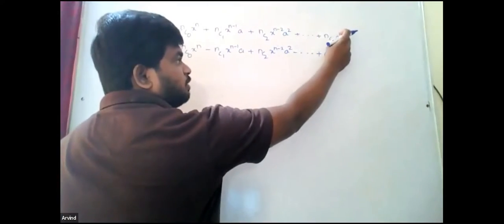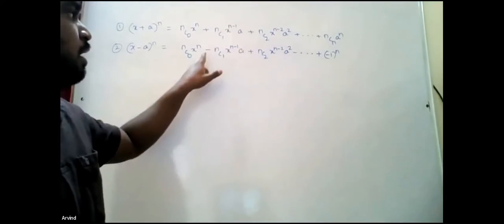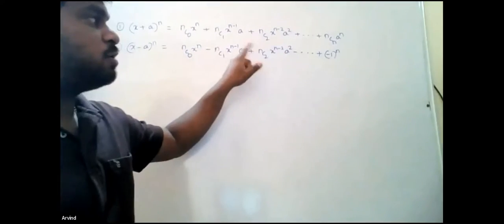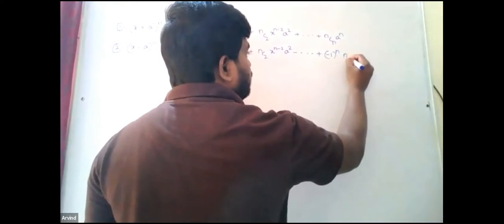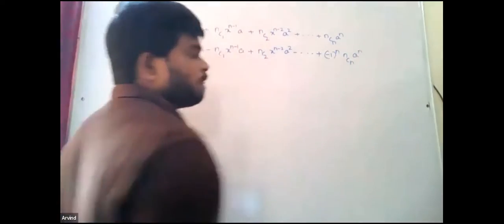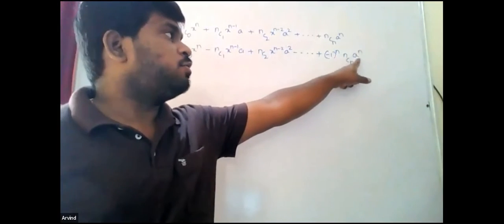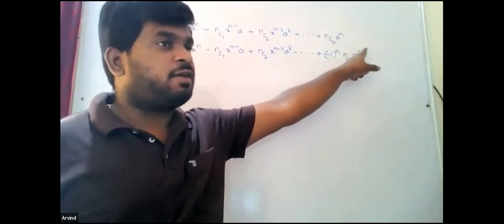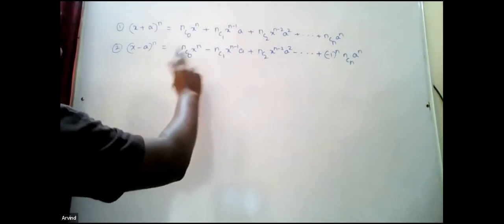So it depends on n. It depends on the power of a. If you observe here, when the power of a is odd, the sign is negative, and when the power is even, it is positive. So it is minus 1 to the power n nCn a to the power n. Suppose you have a to the power 5: 5 is odd, so negative; even gives positive. So it alternates plus and minus. Okay, you have to remember that.